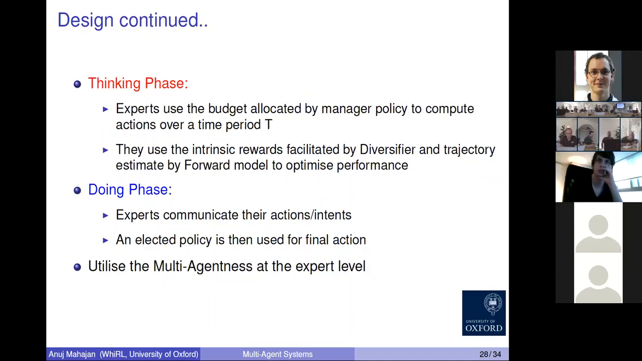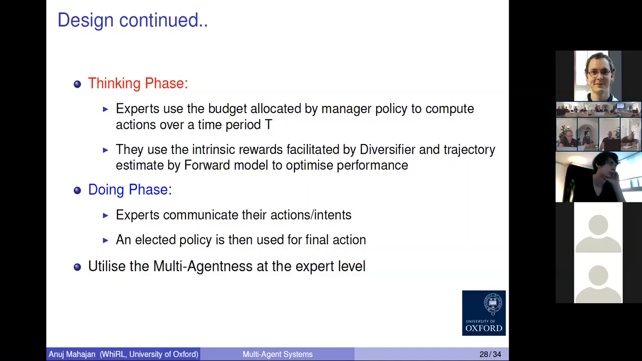What I would like to think about the dynamics of this design is that it works in two phases. There's a thinking phase and there's a doing phase. In the thinking phase, the experts use the budget allocated by the resource manager, which is essentially a policy, to compute the actions over a time period. And once they do their computation about the goodness of a particular action to take given the problem, they can then come up with a consensus on what to do in that given situation.